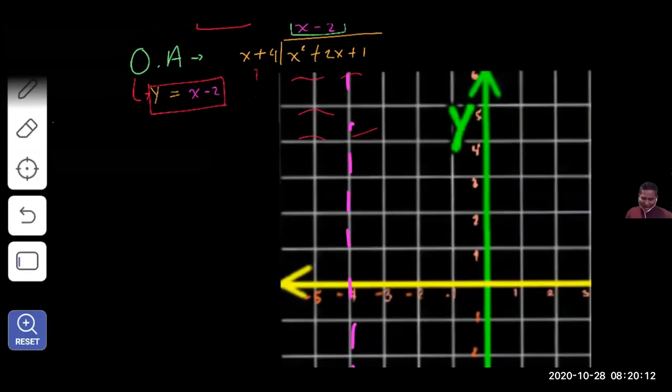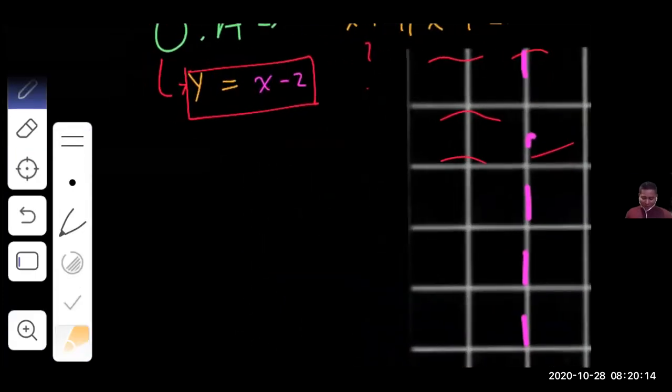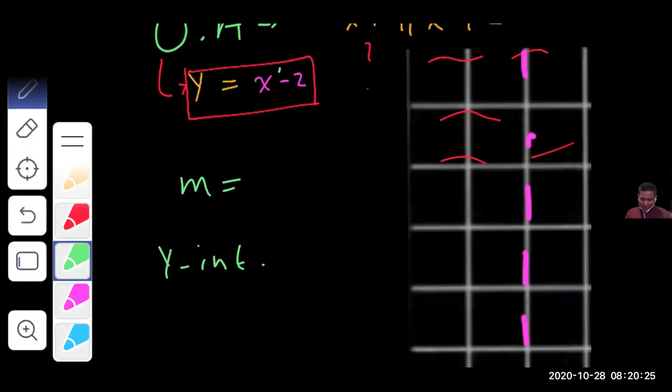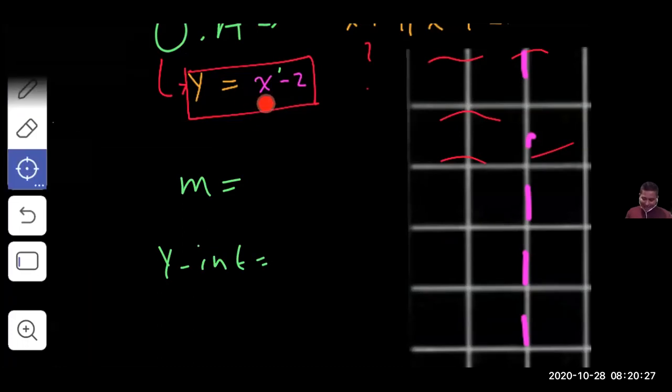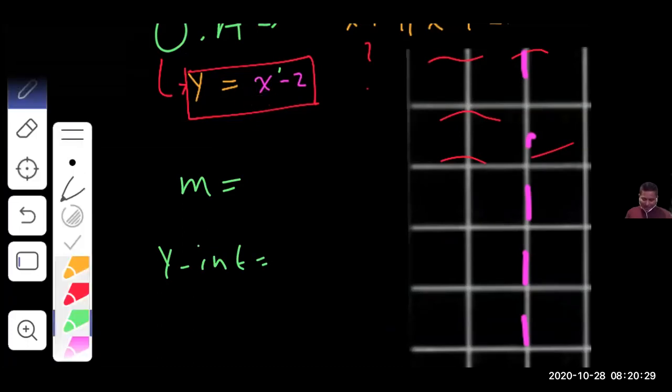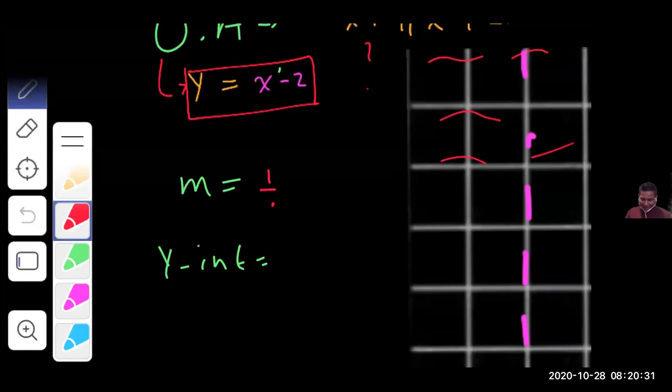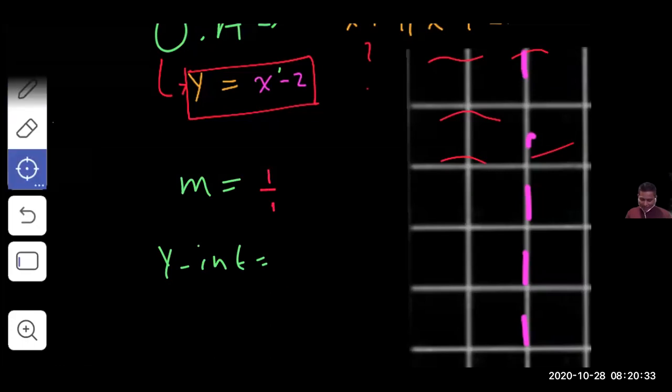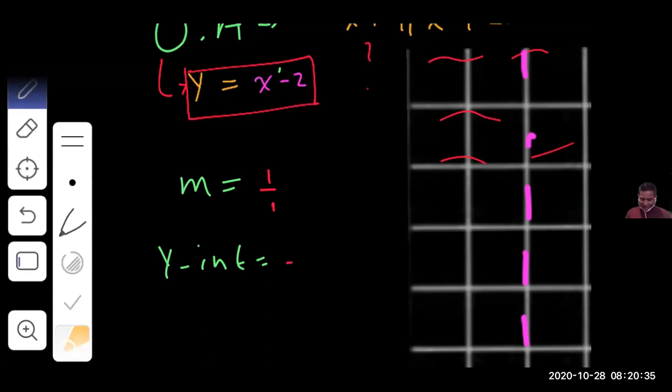And how do we graph this, mister? I don't know how to graph it. Yes, you know, I just taught you. This is a linear function, right? x minus 2, the first power. What information do we need? The slope m and the y-intercept. What is the slope in this case? 1 over 1. And what is my y-intercept? -2. Guys, you're amazing.